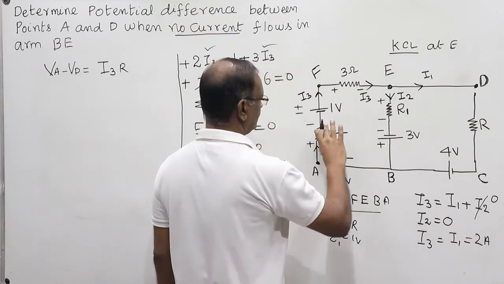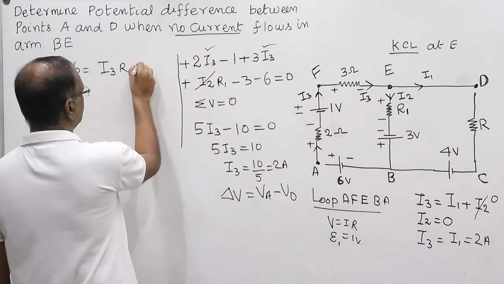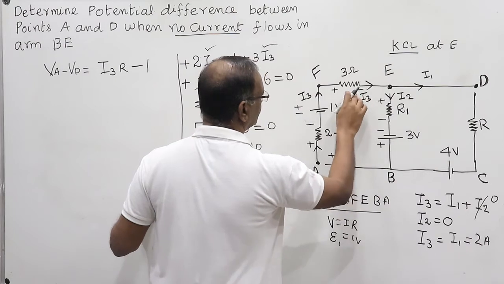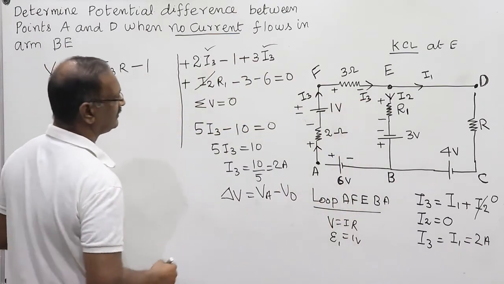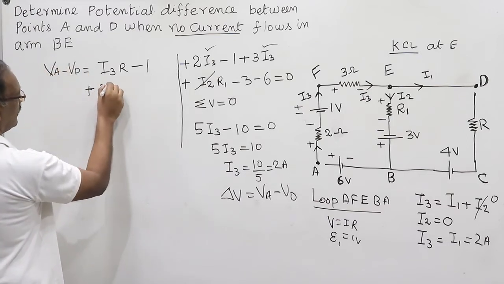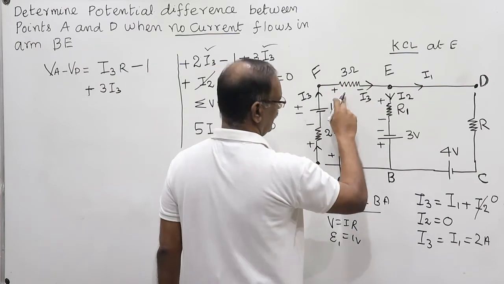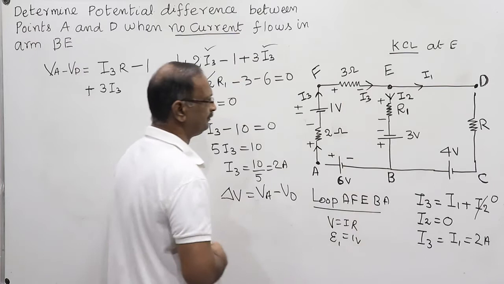Okay, this is the potential. Again, here we are going from negative to positive, so this is negative voltage 1 volt. Again, we are going from here to here, positive to negative. So it is a positive 1 plus I3 into 3 into I3, because here the current flowing is I3, I into R, which is 3 into I3.